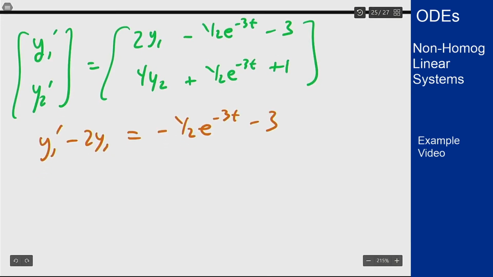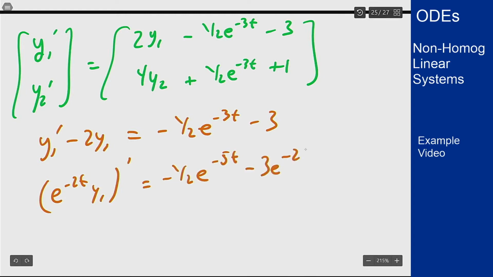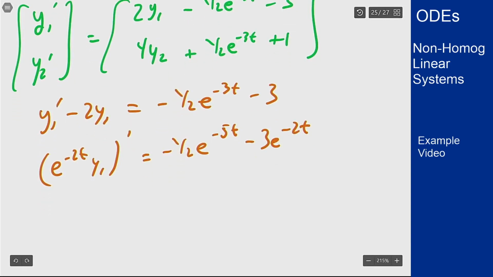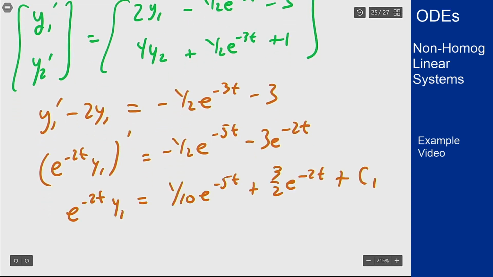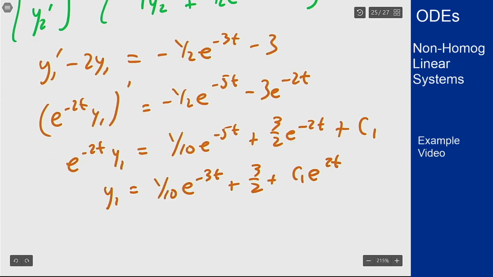Integrating factor is e to the minus 2t. This becomes e to the minus 2t y1 prime is negative 1/2 e to the minus 5t minus 3 e to the minus 2t. Integrate both sides. Then multiply through by e to the 2t to solve for y1.